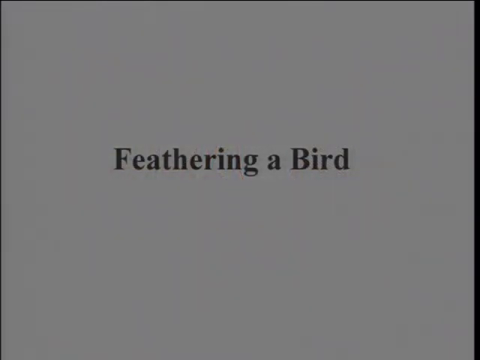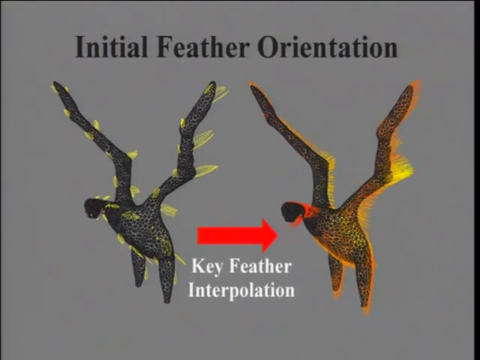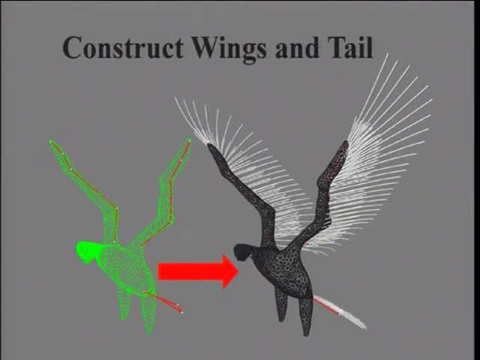Now we describe how to create feathers to cover a bird's body. From a geometry model of the bird, we find the feather growing positions using a biased retiling technique. The initial feather orientations are interpolated from the user-specified key feathers. The wing and tails are constructed using simple skeletons shown in red.